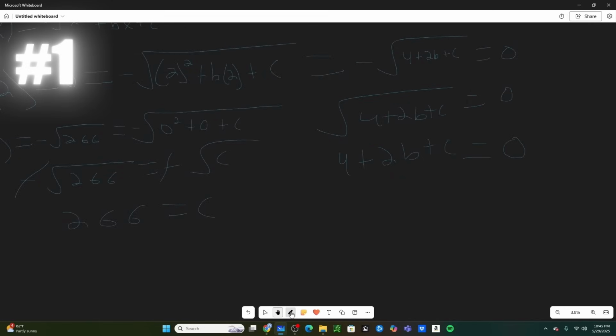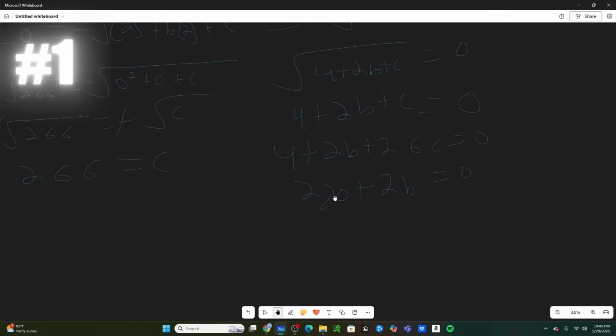Now coming back to this equation on the right, what were we missing? Well, we wanted to fill in one more variable. We can do that: 4 plus 2b plus c. But what is c? Well, we have it. 266. So 4 plus 2b plus 266 equals 0. If we combine 4 and 266, we get 270 plus 2b equals 0. So we can go ahead and move the 270 to the other side, so subtract it from both sides. You get 2b equals negative 270.